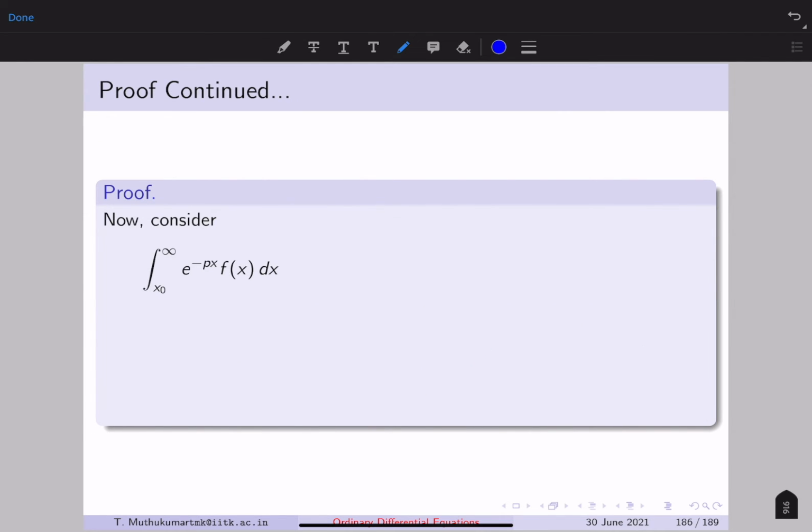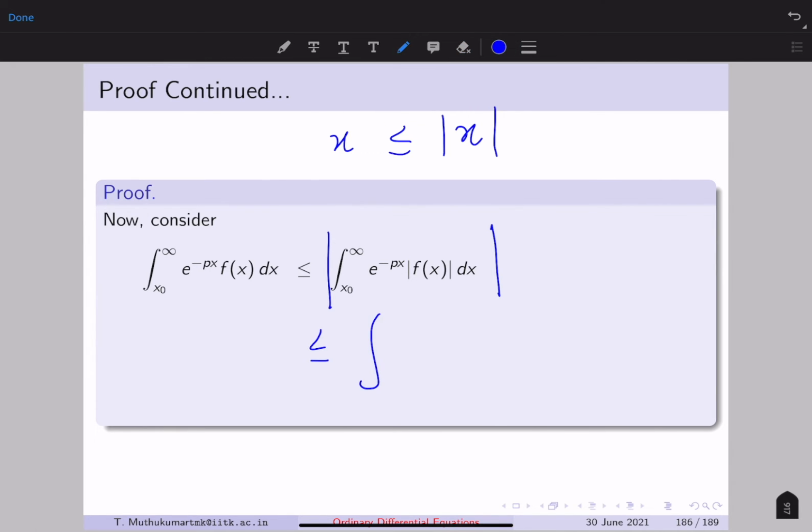So look at the second integral, x naught to infinity, e power minus px f of x dx. Now this is less than or equal to this quantity, and how do you get that? See, for any number, x is less than or equal to mod x, right? So this is less than or equal to the mod of this, and that is less than or equal to the integral of the mod of whatever is inside.